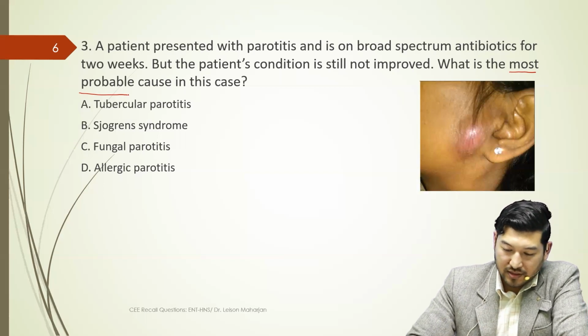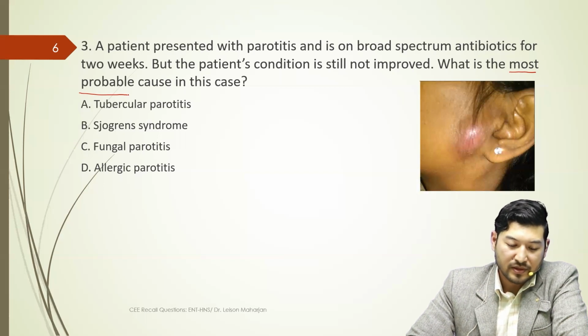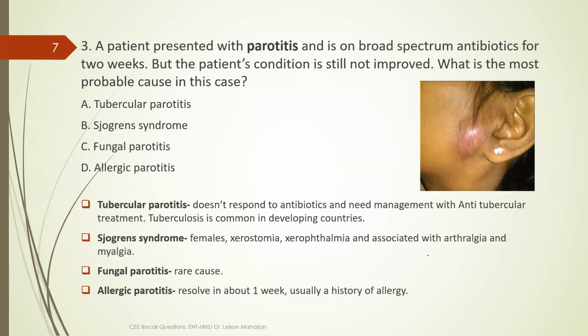So now let's see the options: tubercular parotitis, Sjogren syndrome, fungal parotitis, and allergic parotitis. So tuberculosis is really common in our part of the world, and usually tuberculosis does not respond to antibiotics; it only responds to anti-tubercular treatment. So let's keep this option.